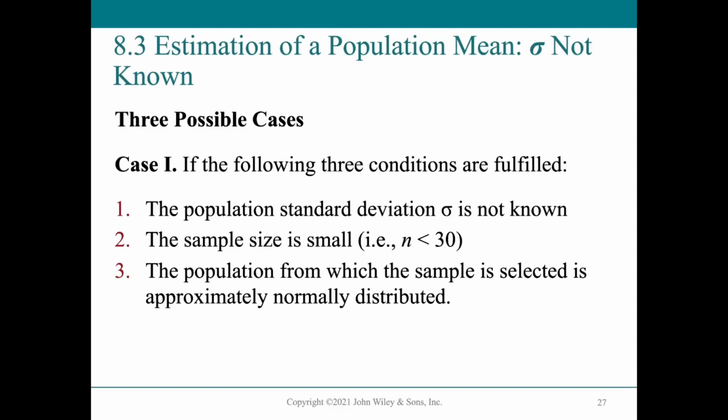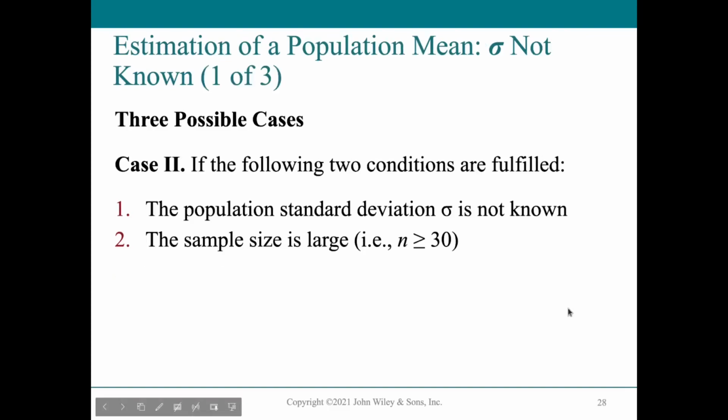So there are three possible cases where we need to estimate the population mean while we do not know the population standard deviation. And these are the three cases. Case one is we do not know the population standard deviation, and we have a small sample size, but even though we have a small sample size, the population from which the sample is selected is approximately normally distributed.